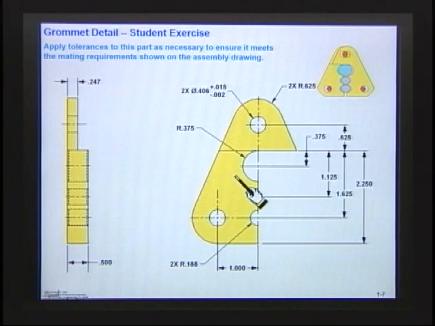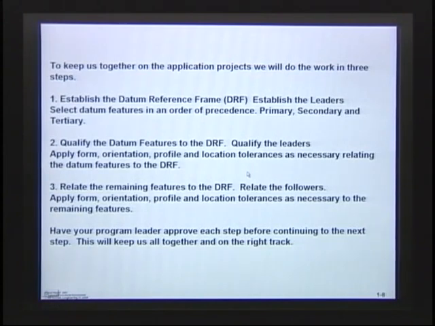Knowing what you know, how would you apply it? So the first thing I'd like you to do is select datums. And we're going to go in an organized fashion here to keep all of us together on the application projects. We're going to work in these three basic steps. These are the steps that I would use if I was tolerancing a part, how I would go about it in a procedural manner. Number one, what we first would have to do, you don't want to go around and start applying any flatness or parallelism or putting position on. First, number one, what you want to do is establish the datum reference frame.